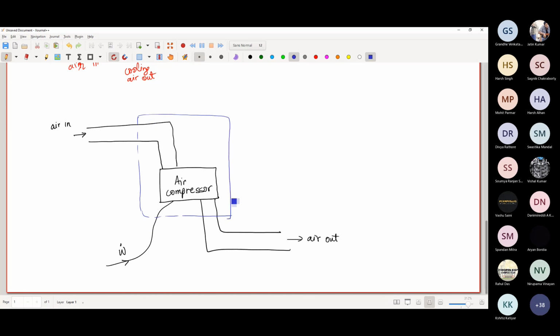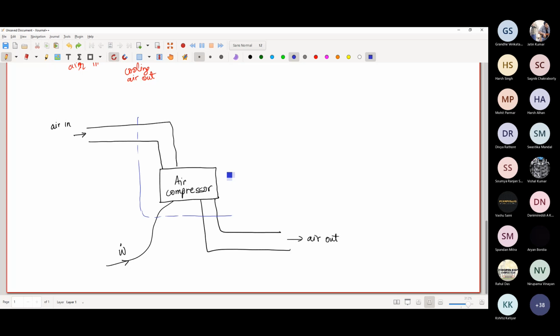and I can analyze. So when I choose this as the control surface, my focus is on evaluating the different parameters of the air compressor. I'm not really bothered about what is coming in and what is going out. I know that air is coming in at certain conditions and going out under certain conditions. Suppose I want to know how much work this air compressor will require or how much heat it will be losing, stuff like that. So in this particular control volume, the air compressor is in focus.